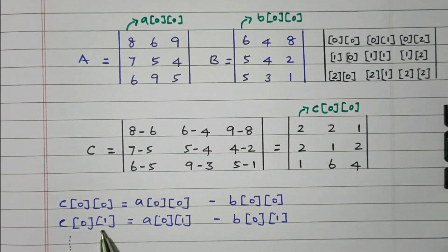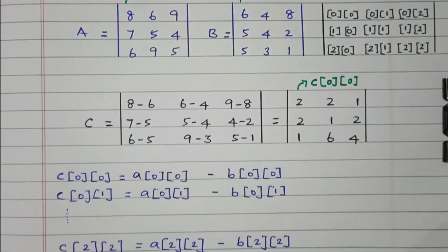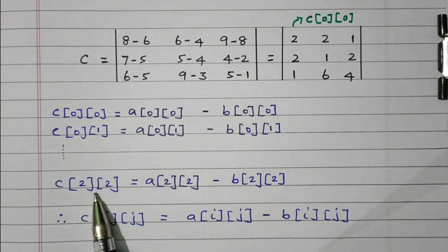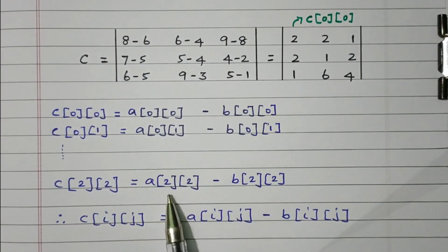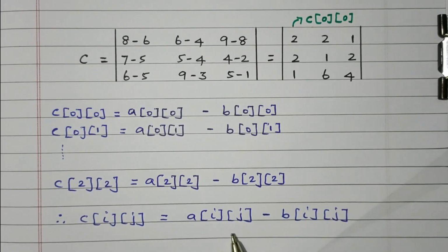Similarly, C of 0, 1 is nothing but A of 0, 1 minus B of 0, 1. Like that we can do the subtraction. So generally we can write, finally C of 2, 2 equal to A of 2, 2 minus B of 2, 2. So this can be written as C of ij equal to A of ij minus B of ij.